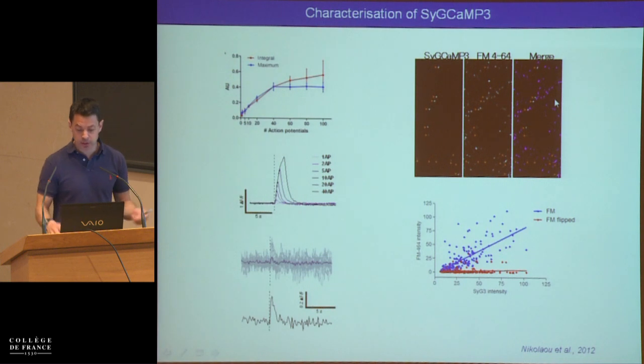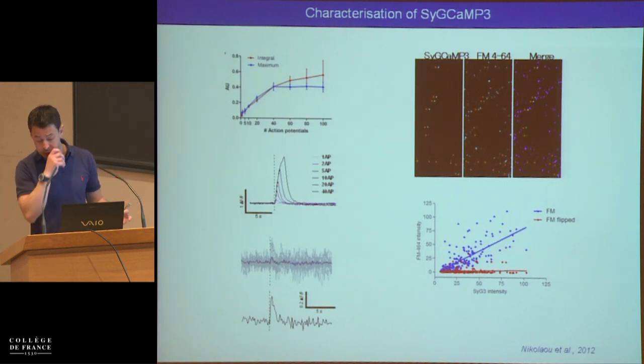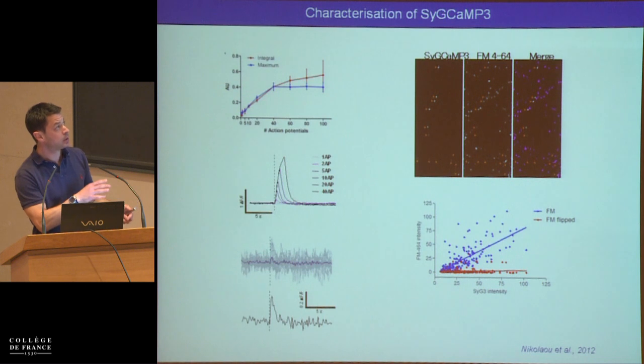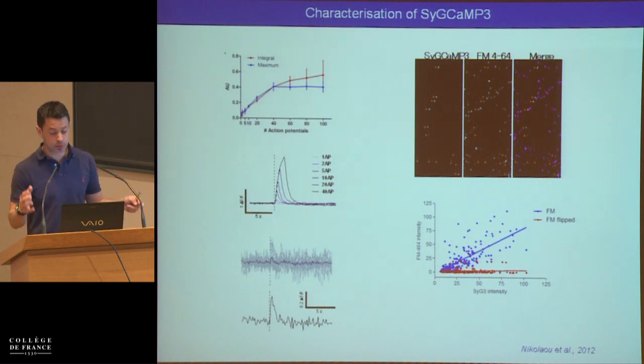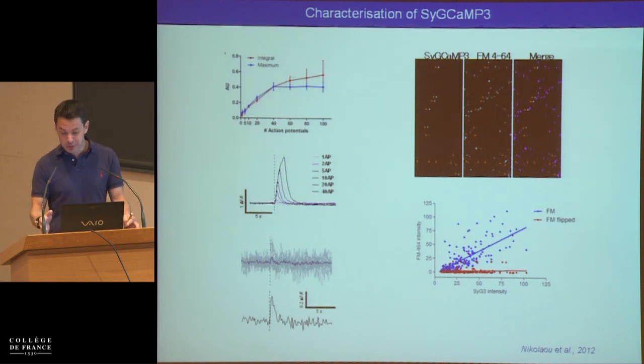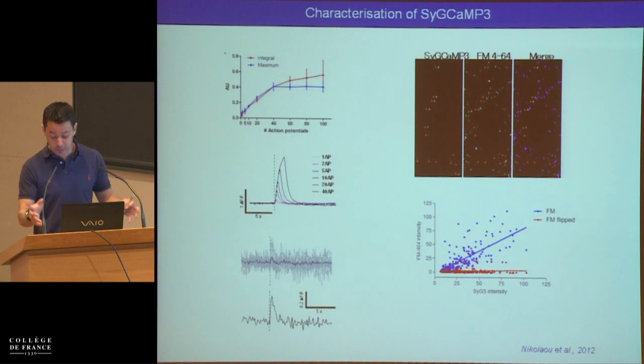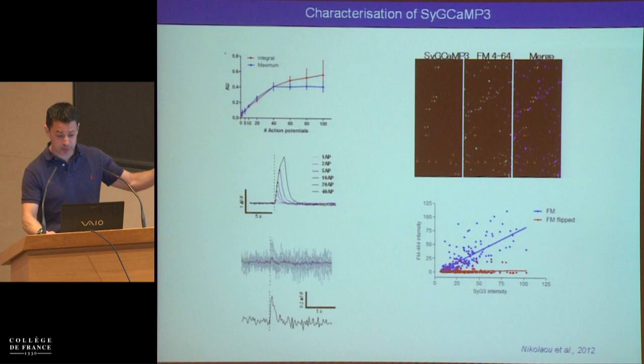Ali's done a really detailed characterization of the probe, which we've called SyGCaMP3. It works really well. It can report single action potentials. We know it's synaptically localized, has very good dynamic range. If anyone is interested to know more about the properties, I can happily show you after the talk, but in the interest of time, I'm just going to skip this.